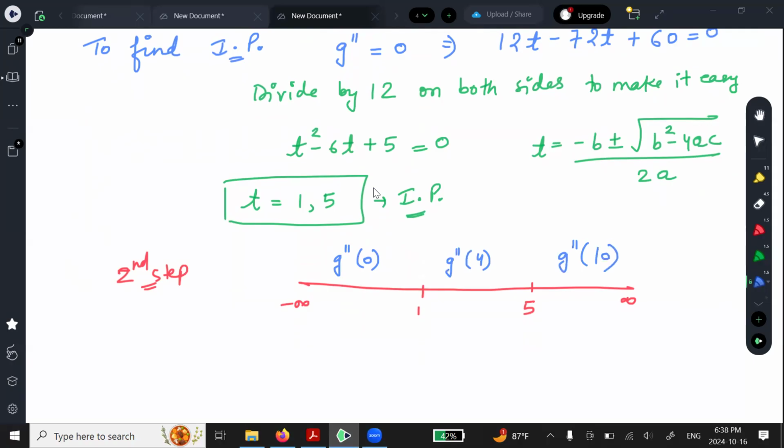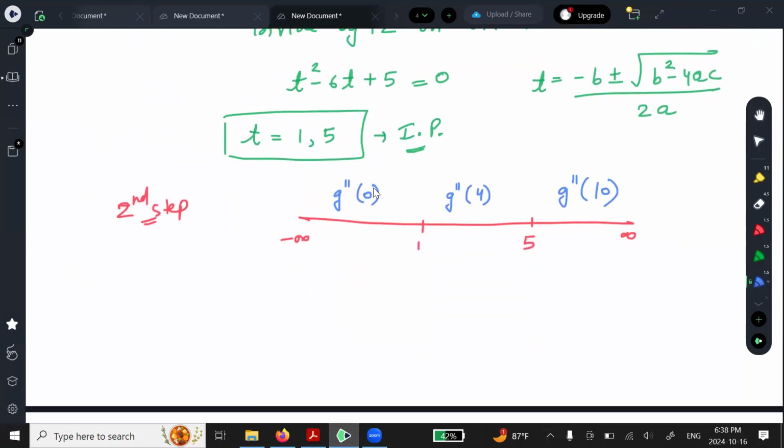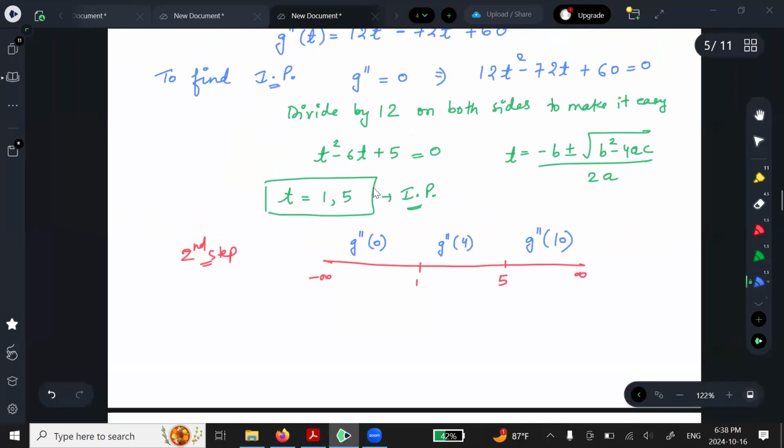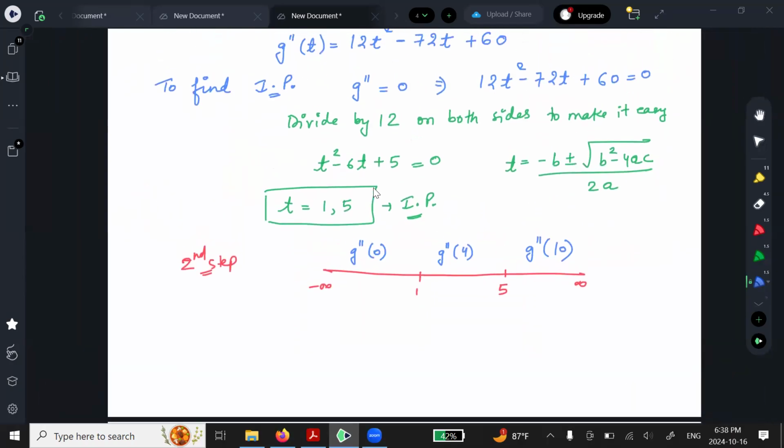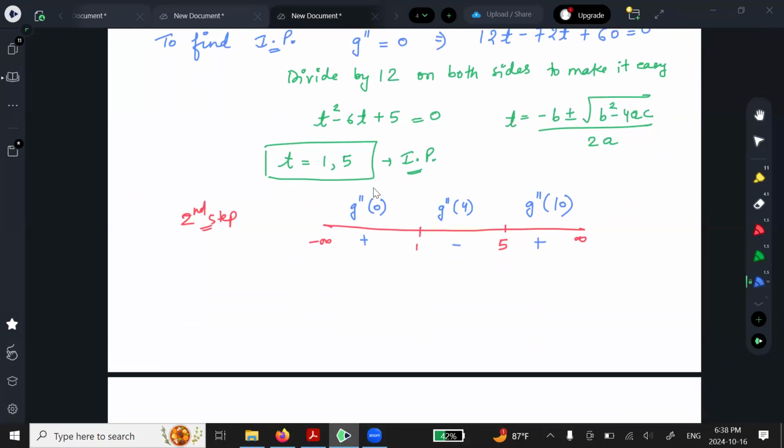Well, you are allowed a calculator. Okay. Who's going to tell me what is f double prime? So if I pick 0, I get positive. If I pick 4, I get negative. If I pick 10, I get positive again. So any questions you ask me?